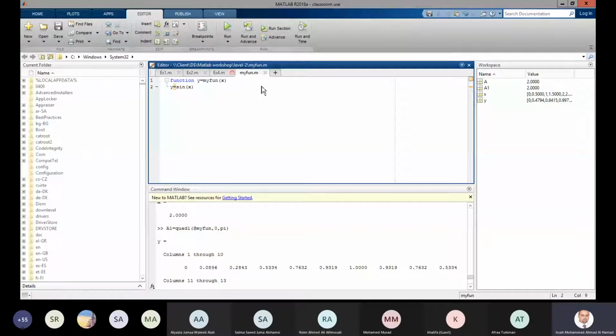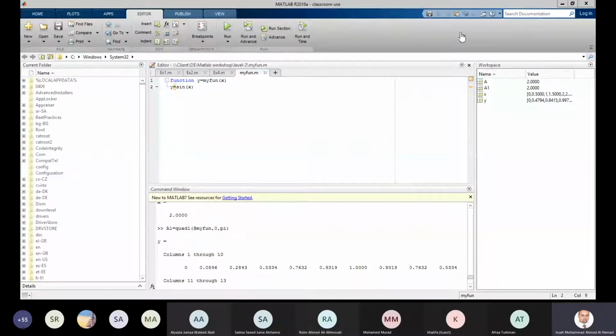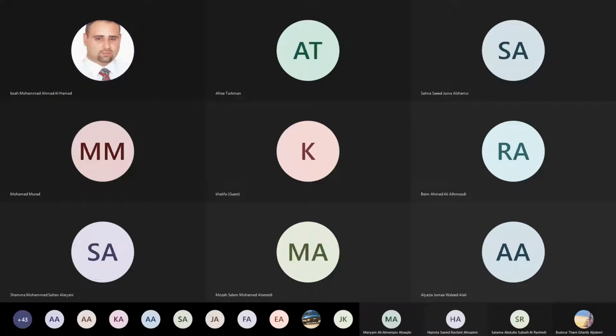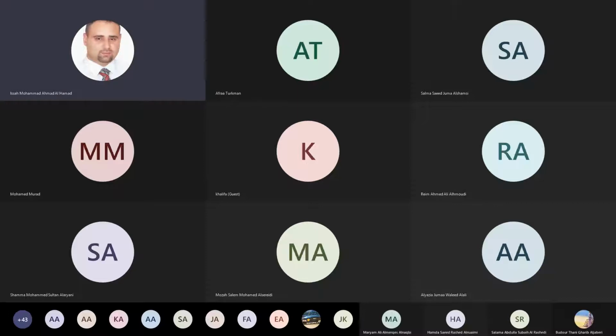I will start sharing from my whiteboard. Where is the whiteboard here? Whiteboard. This is Matlab. Okay, it seems, okay, I will try to do it again. This is the whiteboard. Very good.